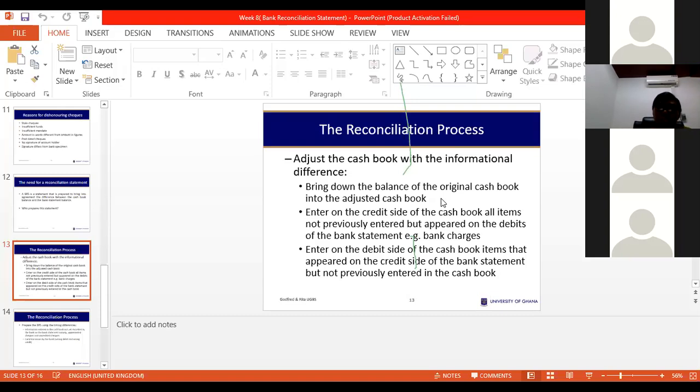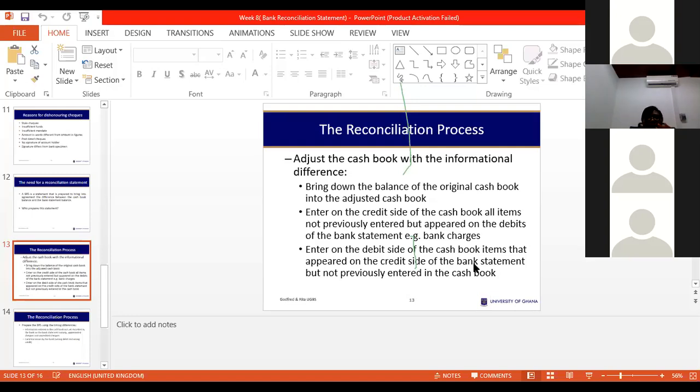So what do you do? You bring down the balance of the original cash book. And then on the credit side, you enter all items that will reduce the cash of the business entity, for instance bank charges and a direct debit. And then on the debit side of the cash book, all the items that will increase your cash balance. A credit transfer into your account will increase your cash balance. Interest will also increase your cash balance.